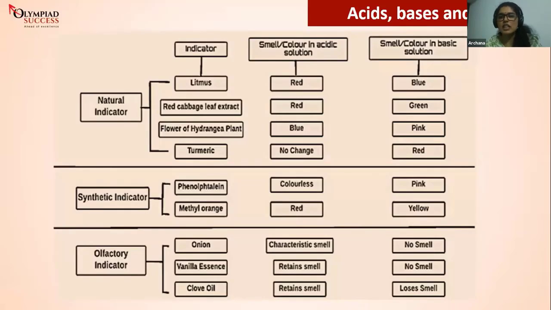So this is just a compilation of whatever we have read. Natural indicators, which are litmus, red cabbage, flower of hydrangea plant, and turmeric. Synthetic, phenolphthalein and methyl orange. Olfactory, it is onion, vanilla essence, and also clove oil. Clove oil can also be used, which will give the smell in acidic and lose its smell in basic, similar to other olfactory indicators such as onion or vanilla. Methyl orange will be red in acidic and yellow in basic.